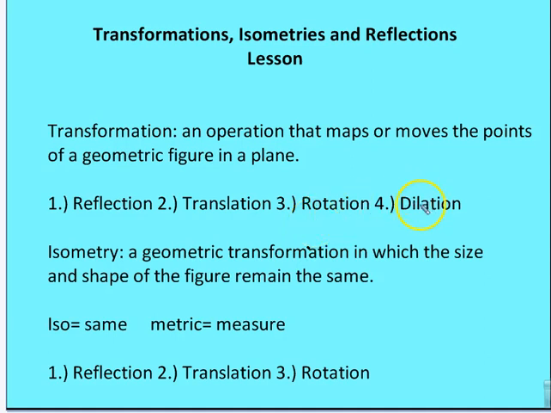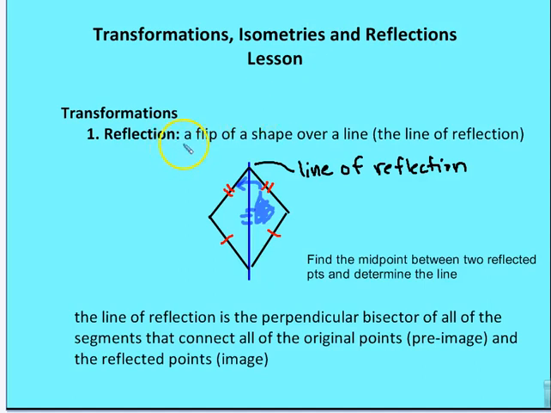So in a dilation, the size of the figure is going to change. So iso means same, metric means measure, same measure. Reflections, translations, and rotations are isometries. We're going to talk about reflections today. That's an isometry. All right, so reflections.